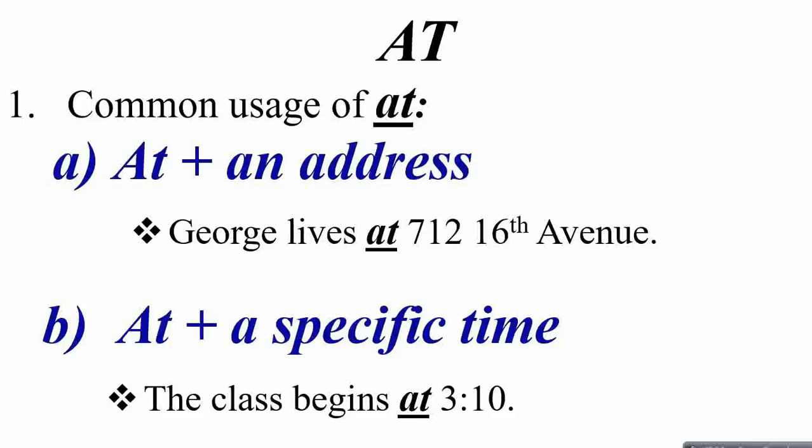Now starting off with some common uses. The first one, at a specific address. For example, George lives at 712 16th Avenue. Or it can be used with a specific time. The class begins at 3:10.